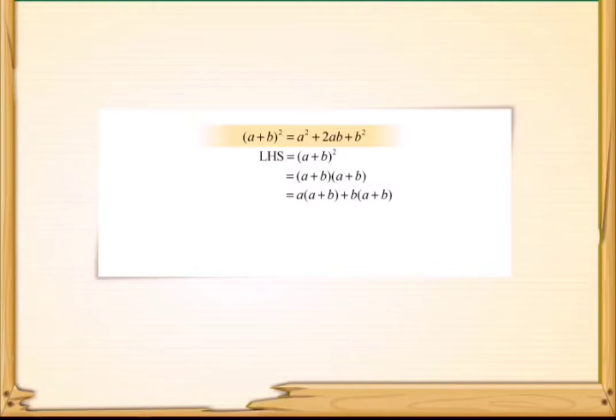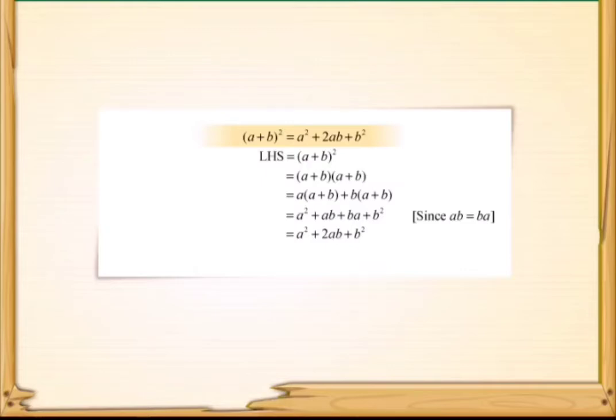On further simplifying the expression, you get a squared plus ab plus ba plus b squared. Since ab is equal to ba, adding the middle terms results in 2ab.